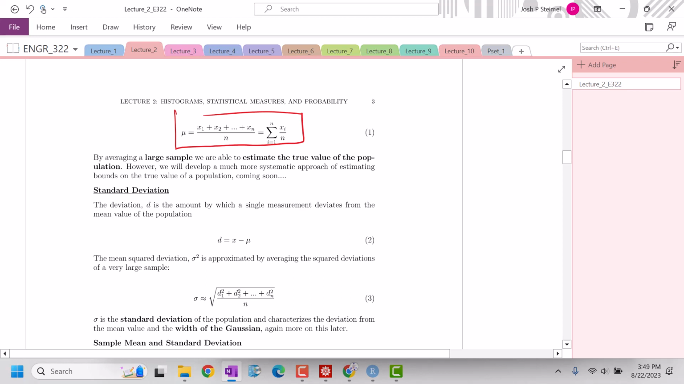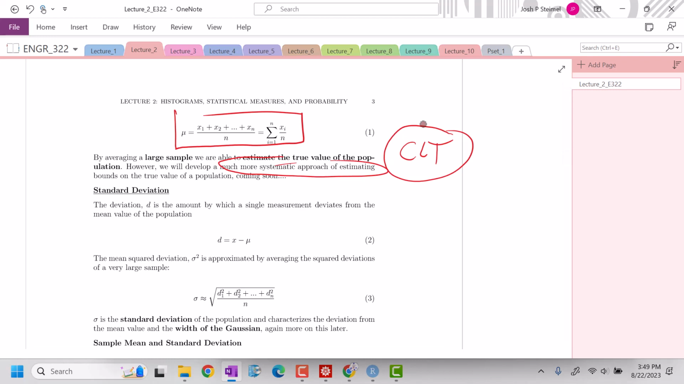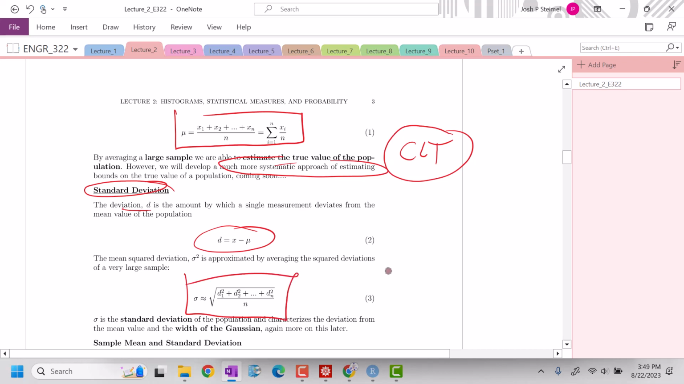But we'll have a much more systematic approach and invoke the central limit theorem. We'll be invoking that theorem in just a bit; you may have encountered it before. But anyways, you can also calculate the standard deviation. Standard deviation is a critical parameter that we're going to be working with. The deviation is defined as such, and you can calculate it here. The variance is just the square of the standard deviation.